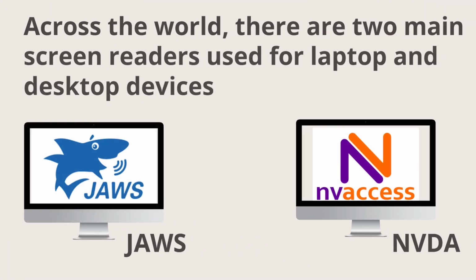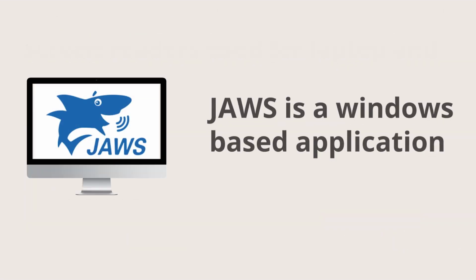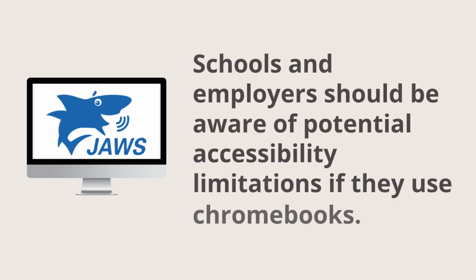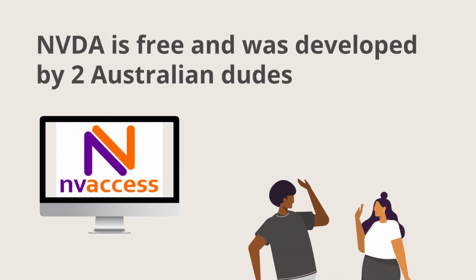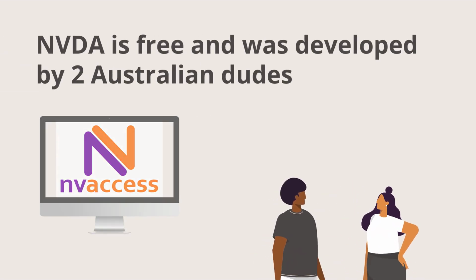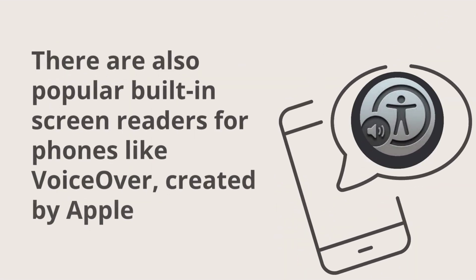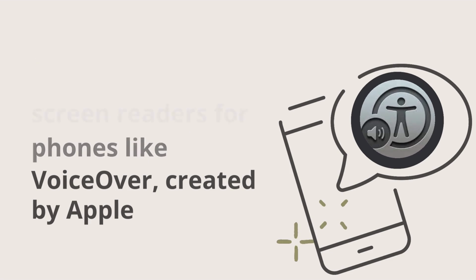So, what are the most popular screen readers? Across the world, there are 2 main types of screen readers. They're called JAWS and NVDA. JAWS is a Windows-based application. Schools and employers should be aware of potential accessibility limitations if they use devices like Chromebooks. They may need to consider alternative devices for people who rely on JAWS. NVDA is free for anyone and was developed by 2 Aussie dudes. There are also popular built-in screen readers for phones, like VoiceOver.